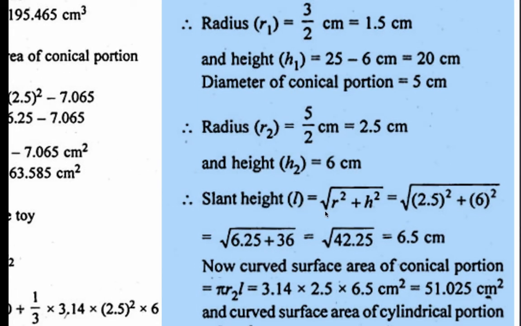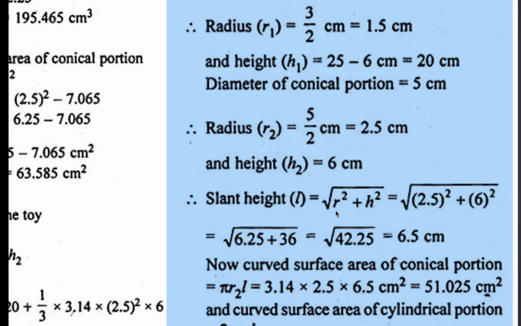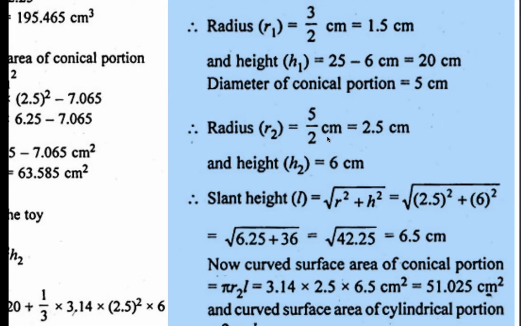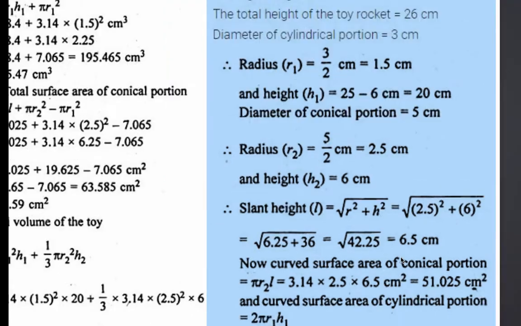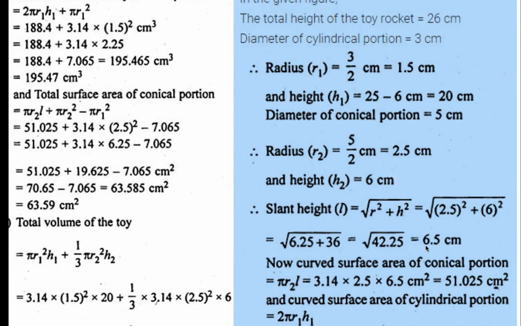Slant height of the cone, L, is again square root of r square plus h square. H is the height of cone, r is the radius of cone. We know the height 6, we know the radius 2.5. 2.5 square is 6.25. 6 square is 36. Adding the two, what we get is 42.25 and the square root of that is 6.5 centimeter. Now I know the slant height of the conical portion.